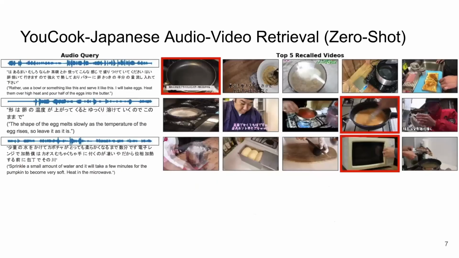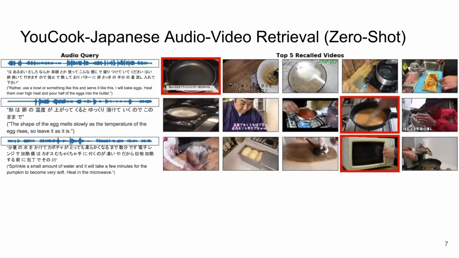We collected a dataset of Japanese cooking videos. We call it YouCook Japanese to indicate the similarity in size and style to the English YouCook2 videos. We consider the same task of audio-video retrieval, where the input audio queries are now in Japanese. In this figure, we show example zero-shot retrieval results of the AVLNet model trained on English HowTo100M videos and evaluated on the YouCook Japanese videos.